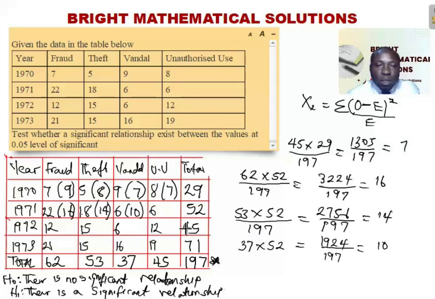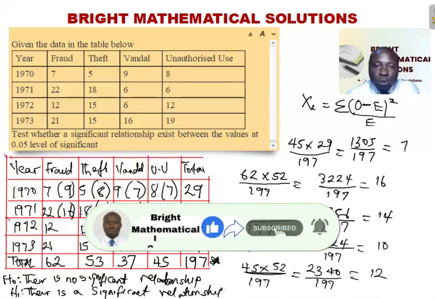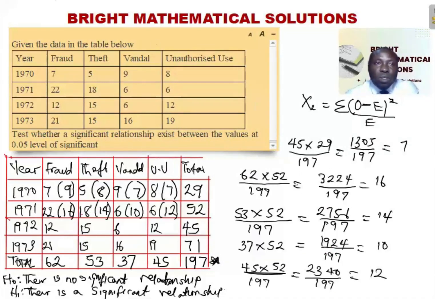So for the next one, that is unauthorized use 1971, that is 45 multiplied by 52 divided by 197. So I got 2340 divided by 197, and that gives me 12. So here I'm coming back and writing 12. I'm gonna rub this off.